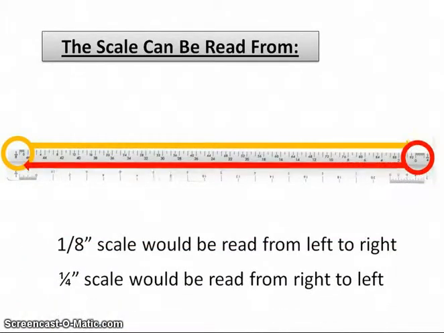On the other end, let's say our measurement was 1/4. We would find that on the scale, and from where it's located, we would know that we would be reading our measurements from right to left.